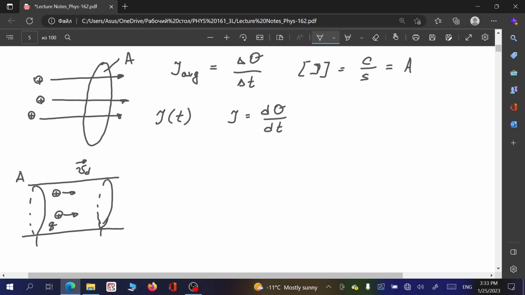So this distance is some delta x. So let's assume that this is along axis x. Now, what will be the whole electric charge accumulated in this volume of the conductor defined by these two cross sections? So we need to multiply the area of the cross section by the distance between the two cross sections.